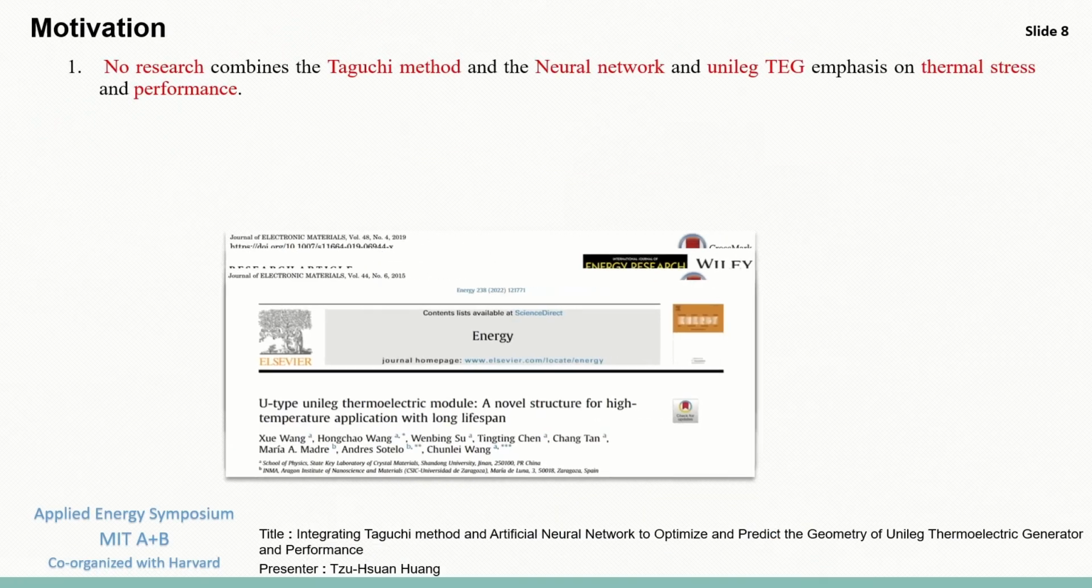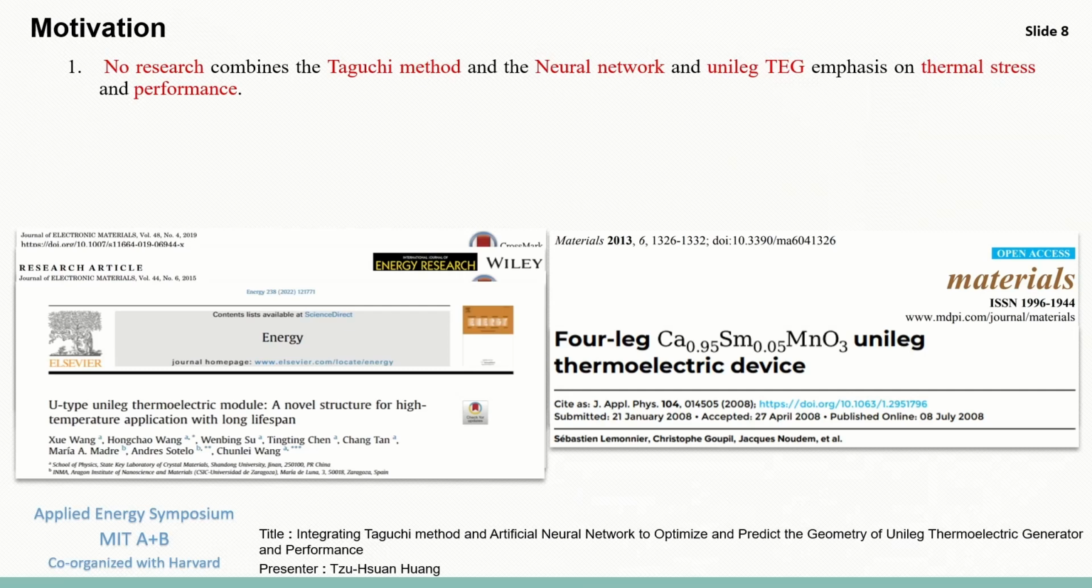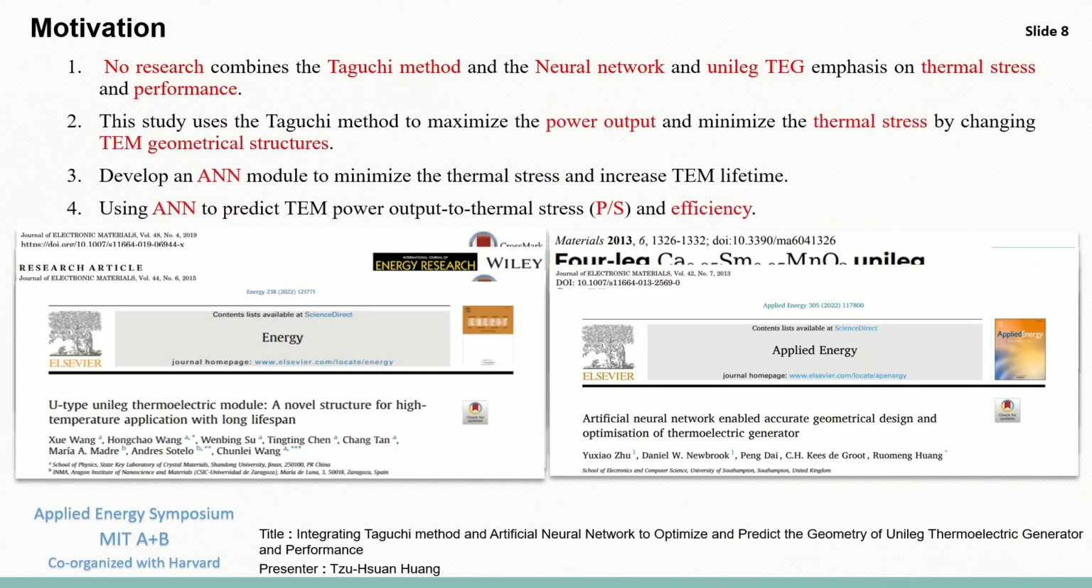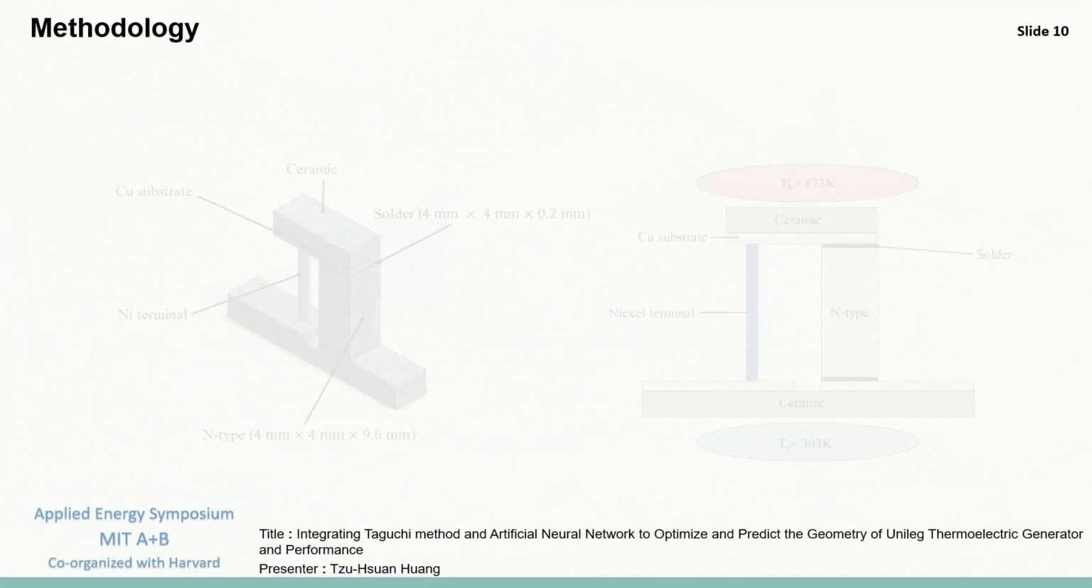Motivation. No research has combined the Taguchi method, the neural network and the unilateral TEG with a focus on thermal stress and performance. This study used the Taguchi method to maximize the output power and minimize the thermal stress by changing the TEG geometry structure. And we also use the ANN to predict the TEG power output, the thermal stress, the power-stress ratio, and efficiency. Methodology.